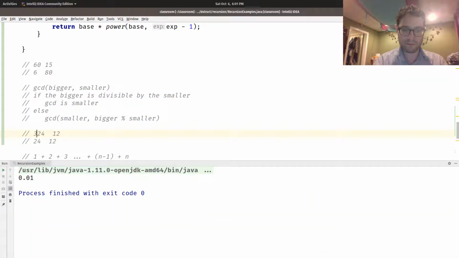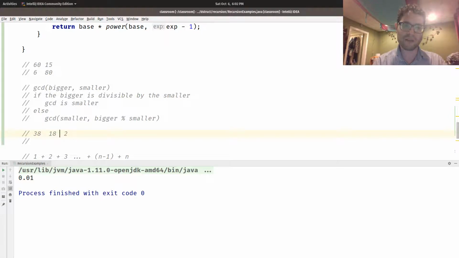38 and 18, right? 18 does not divide 38 cleanly, so we have to mod them by each other. So what is 38 mod 18? Well, we can just use subtraction. Subtract 18 from 38 to get 20, and that's still bigger than 18, so subtract again to get 2. Check on your calculators. 38 mod 18 is 2, right?